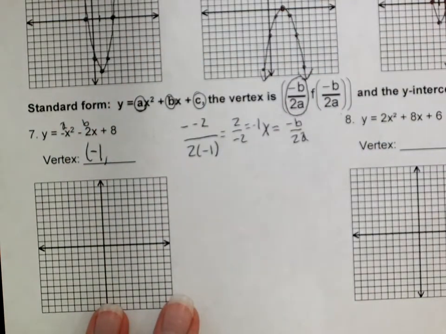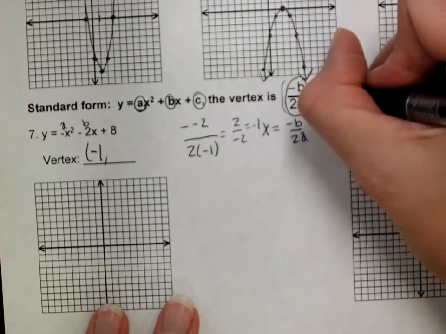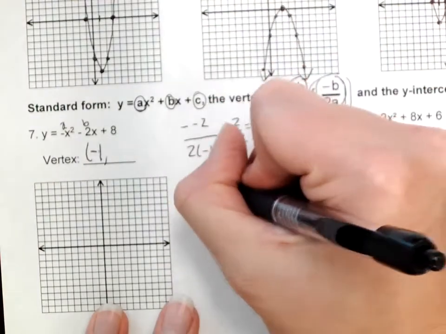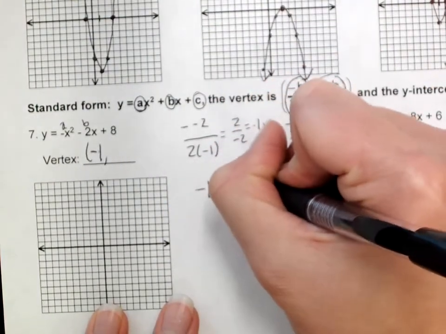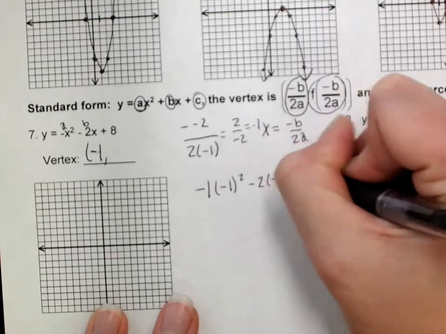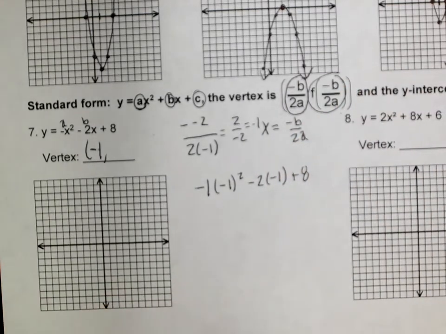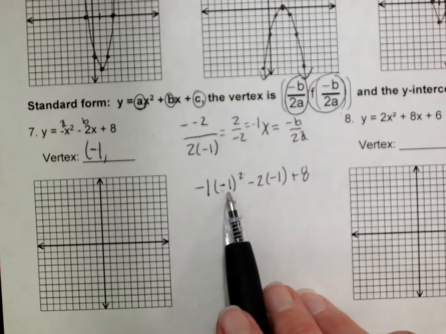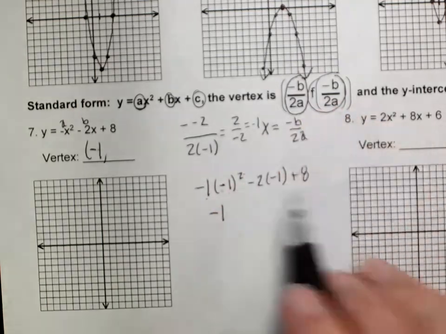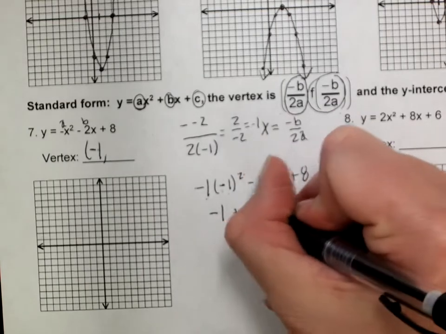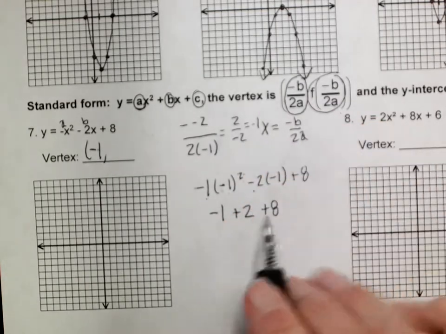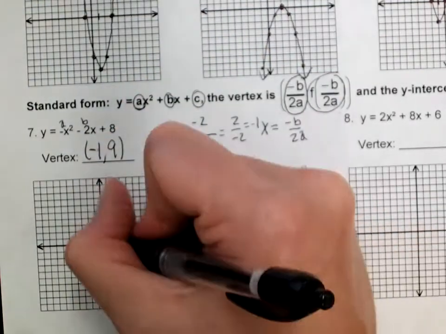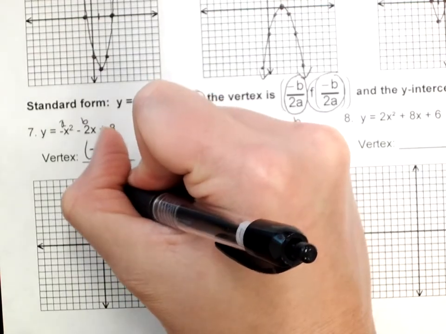To find the y value of your vertex, this says f of that. All that means is I'm going to take what x is and plug it into my equation to figure out the y value of the vertex. You've got to watch out for these negative signs here. Remember that negative 1 squared is just positive 1. 1 times negative 1 is a negative 1. Negative 2 times negative 1 is a positive 2, plus 8, 10, minus 1, how about 9? That tells me that (negative 1, 9) is my vertex.